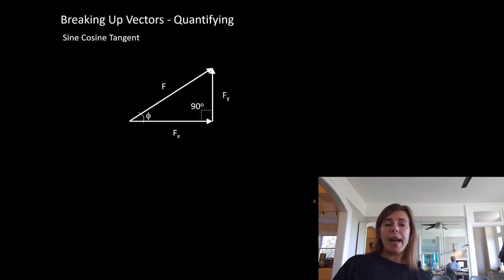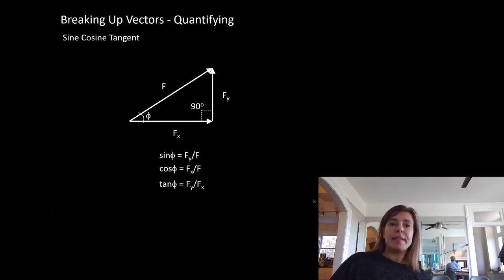If we have a right angle and we know one of the other angles, or we need to figure out the angle, we know that the sine of the angle is equivalent to the opposite side divided by the hypotenuse. The cosine of the angle is equivalent to the adjacent side divided by the hypotenuse. And the tangent of the angle is equivalent to the opposite side divided by the adjacent side.